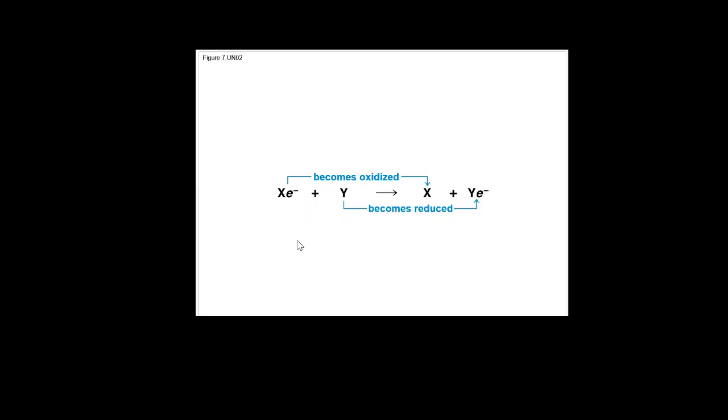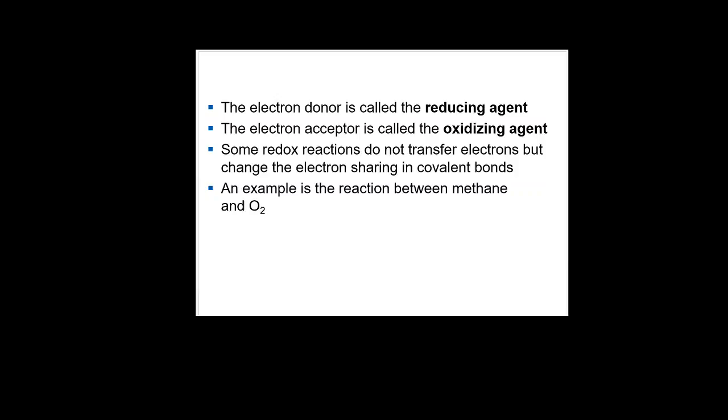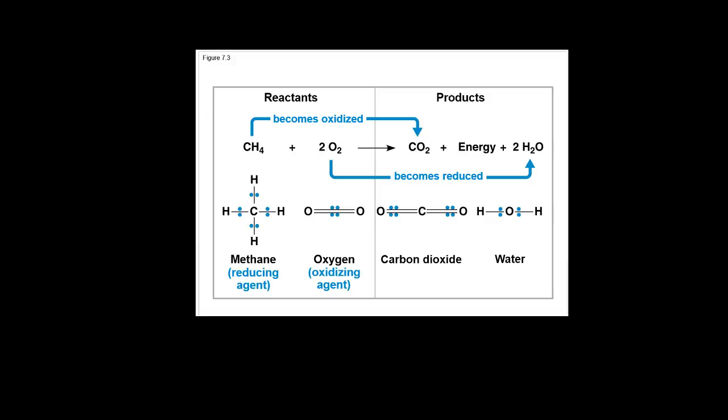Okay, here's the vocab word. The electron donor is called the reducing agent, and the electron acceptor is called the oxidizing agent. Some redox reactions do not fully transfer electrons, but change the electron sharing in covalent bonds. An example is the reaction between methane and oxygen. This is methane combustion as an energy-yielding redox reaction.